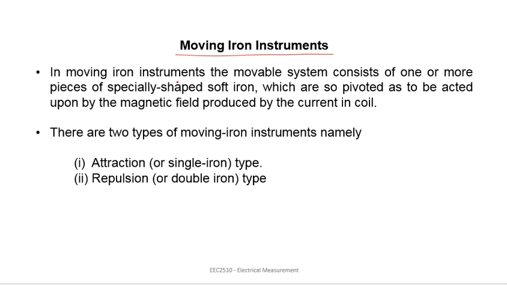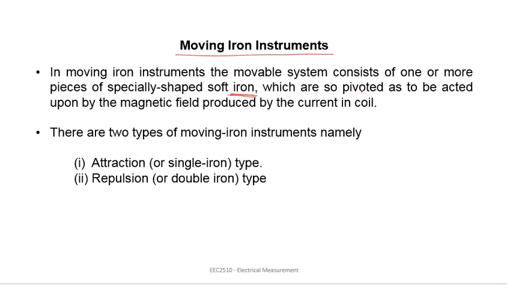Okay, so in the moving iron type instruments, the system which is able to move is actually a soft iron vane. It's a piece of iron, which is so pivoted that it is acted upon by the magnetic field which is produced by the current in the coil. So this iron vane is kept in the magnetic field produced by the current flowing in the coil. Okay, and then the operation is something like this.